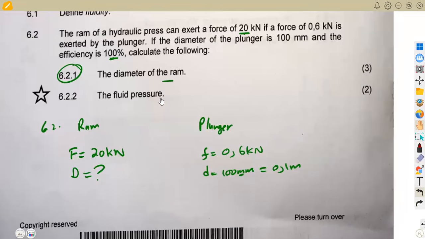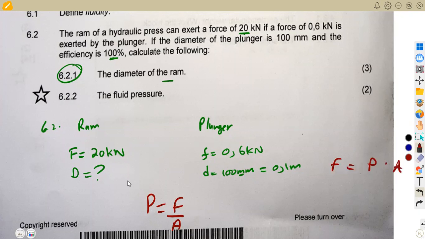So the fluid pressure. In order for you to calculate the fluid pressure, remember, pressure is force over area. Then force is going to be pressure times area. So we need the pressure, so you need the force over the area. It's going to depend, are you going to use the ram or the plunger? Since you have the whole information here that you are already given from the plunger, it's best for you to use that because you obtain exact values.